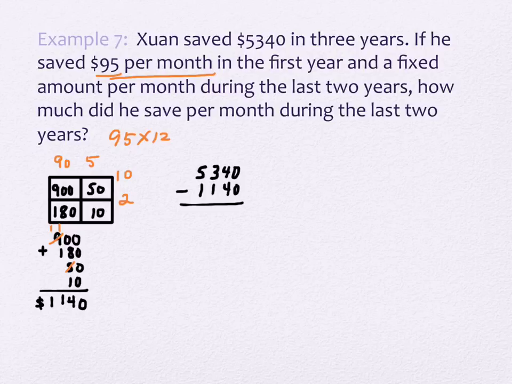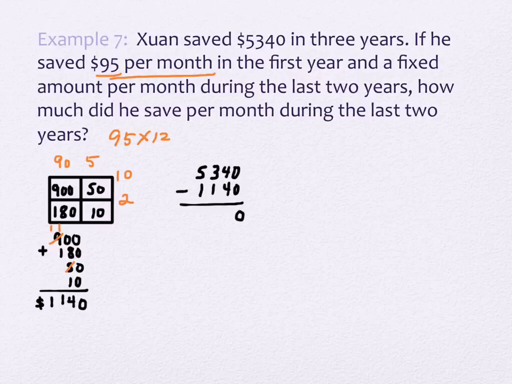This is actually a really nice one. We could do left to right subtraction if we wanted to. 5,000 minus 1,000 would be 4,000. 3 minus 1, 3 would be, you know what, I'm not sure this is the best choice in this one. Let me back up. Let's just use our standard algorithm for this one for now.